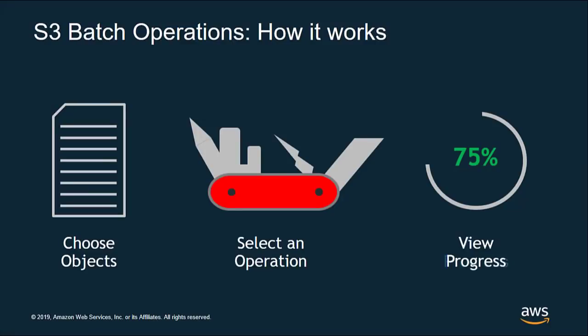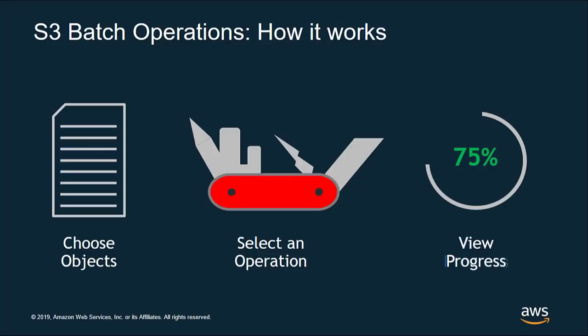So how does it work? Well, we're going to talk about it here at a basic level, but you choose the objects by handing a list of objects to batch operations. That could be a CSV that you've customized and built off of a query or some secondary database you have, or you could just hand S3 batch operations an S3 inventory report.